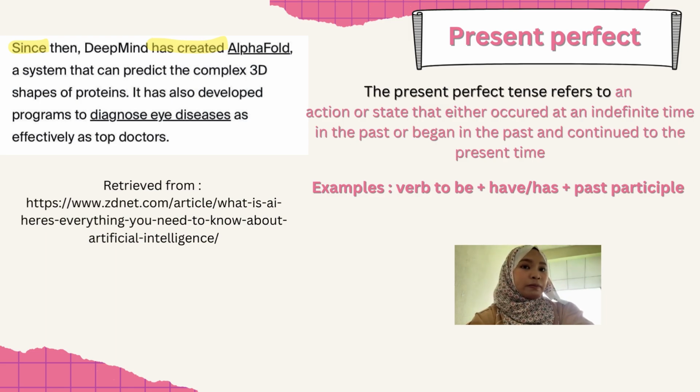Up next, I'll be presenting about the present perfect. Present perfect is used to refer to an action or state that either occurred at an unidentified time in the past or began in the past and continues to the present time. So, for example, since then, DeepMind has created AlphaFold as a system that can predict the complex 3D shapes of proteins. Notice how in the beginning of the sentence it says since, which is non-specific. So we don't know specifically when it happened, and all we know is that it happened in the past.